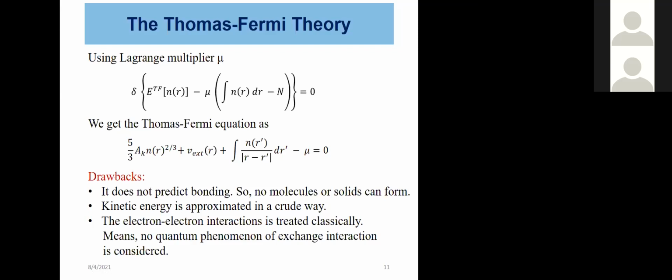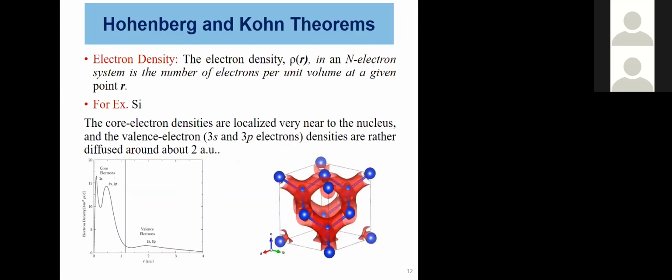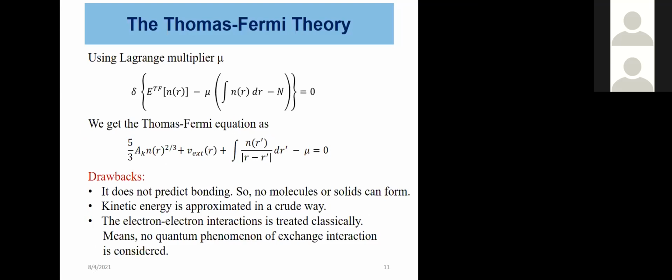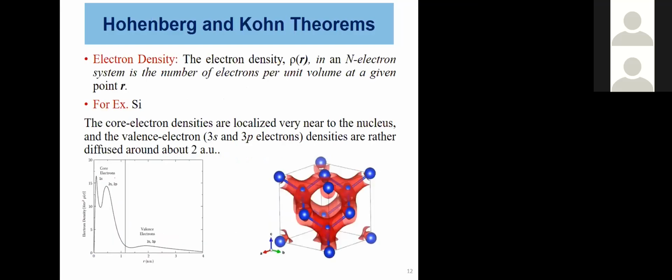Also, the electron-electron interaction is treated classically in this model. So the quantum phenomena are totally omitted, and we do not get any exchange interaction as was given in the Hartree-Fock method. The attempts to use electron density, or electronic charge density, to calculate the properties of any material or any many-body system failed.